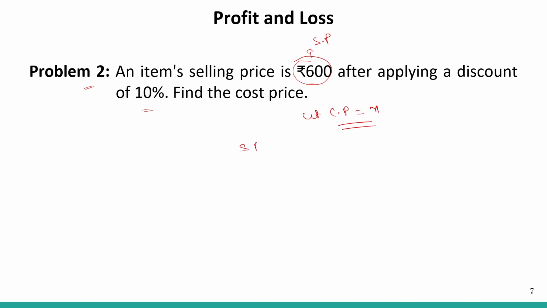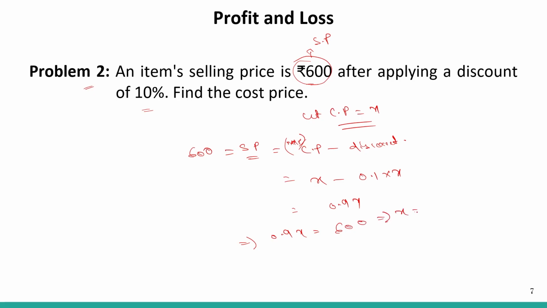Given that, SP is equal to cost price minus discount, or we can also say MRP minus discount. So this is X minus discount. The discount is 10%, so the discount amount is 0.1 into X. So this is nothing but 0.9X, right? This implies that 0.9X is equal to the selling price, which is 600.